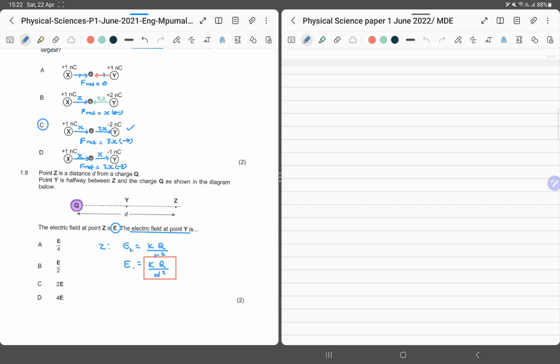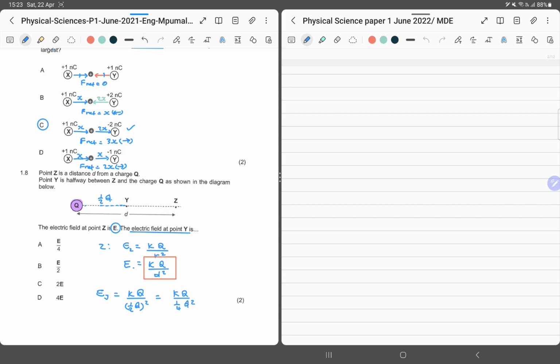Now, what do we understand? Y is basically half D. Okay, so from Q to Y, it's half the distance. So let's see what is the story in there. So we know that if we want the electric field at Y, it's going to be K, of course it's the same charge, over, now the distance is half of D, and then we're squaring that. What do we get? It's KQ over, this one is 1 over 4, sorry.